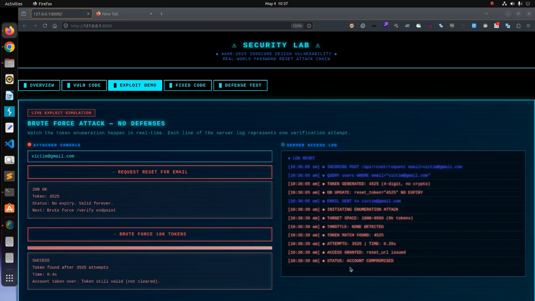This is what insecure design looks like in practice. The vulnerability is not in the code logic. The code was fine. The problem is what's missing.